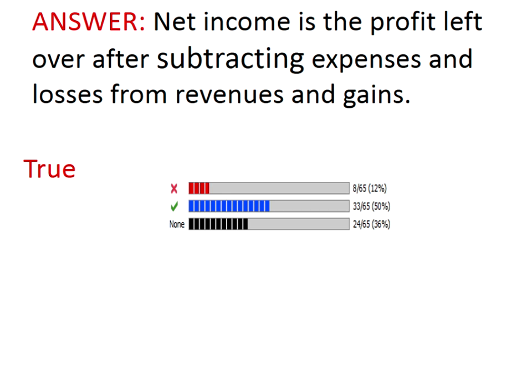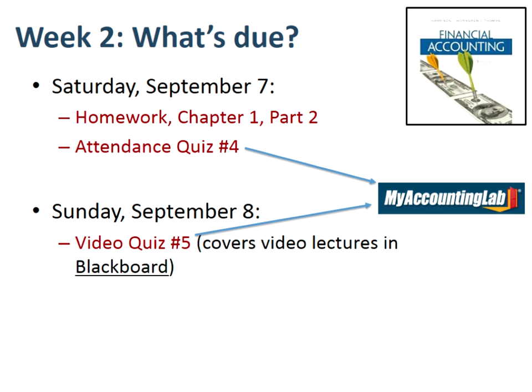Now, our basic format of the income statement is revenues minus expenses. Gains behave like revenues, so we'll group them with them. Losses behave like expenses, so we'll group losses with expenses, gains with revenues. So our net income is taking our revenues and gains minus our expenses and losses. So that's fundamentally there.